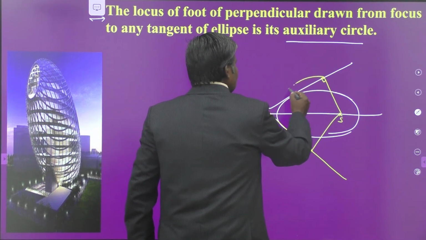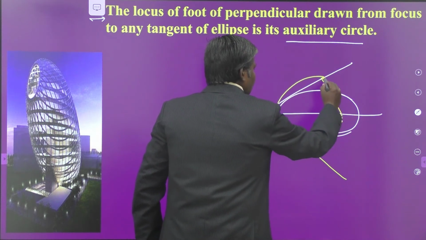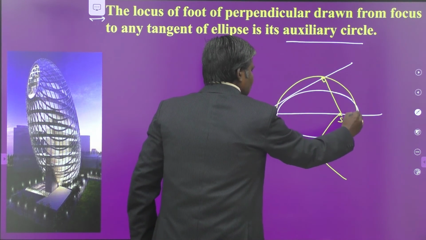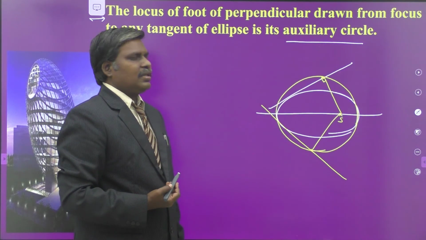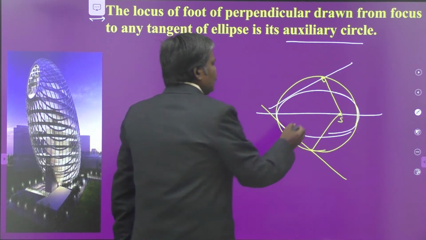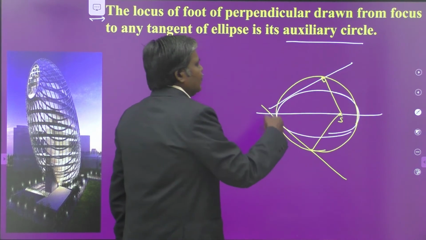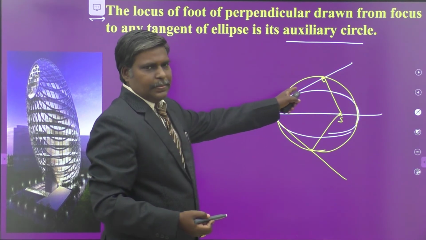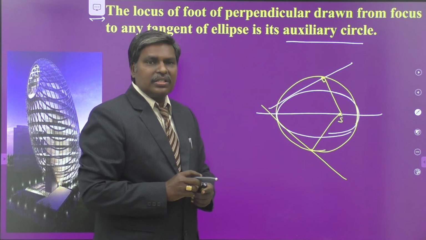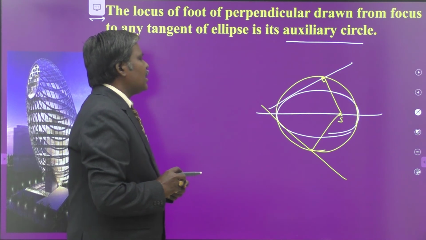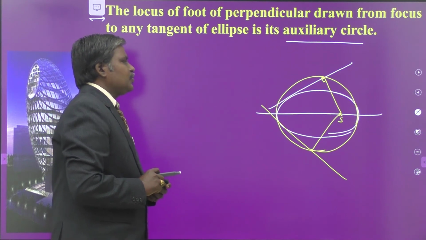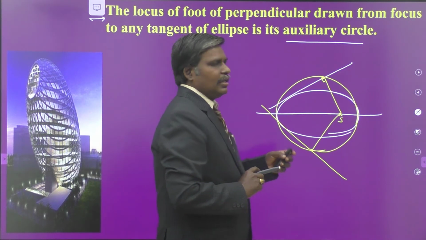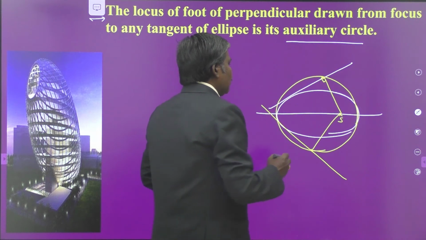The auxiliary circle is the circle described on the major axis as diameter. You take one more tangent, you draw the foot of perpendicular, that also lies on the circle. This is the locus. The locus of the foot of perpendicular drawn from focus to any tangent of the ellipse is the auxiliary circle. How to do this?